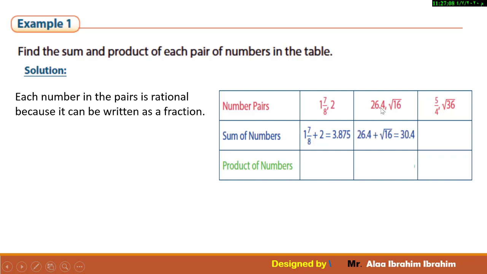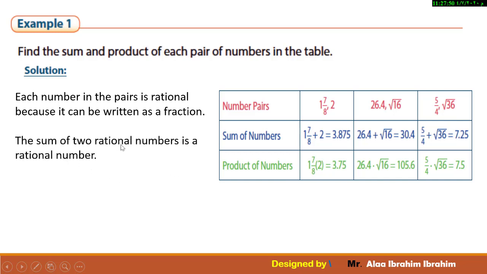And this also, we take together and add. This will be a fraction. Root 16 is 4, and 4 plus this number will be 4.4. And this also, 3 over 4 plus root 36. Root 36 is 6, and this number will be 1 and a quarter. So 1 and a quarter plus 6 is 7 and a quarter, meaning 7.25. Now the product, if I multiply them together, gives this, and 5 over 4 times root 6 gives this number.